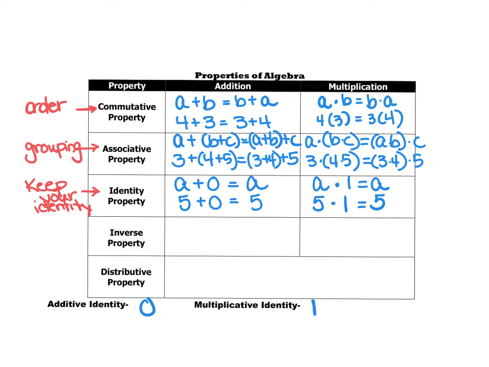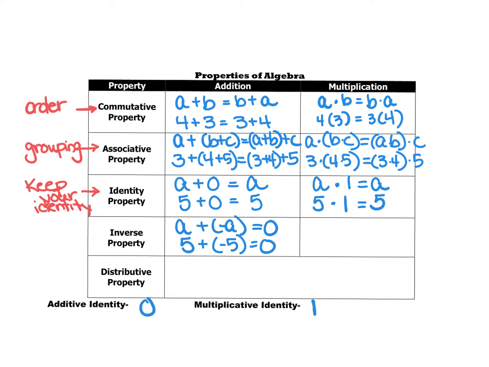All right, the inverse property is going to be what is going to undo something. So for example, if you are going to be adding something, A plus negative A is going to be equal to 0. We're going back to that additive identity of 0. So for example, 5 plus negative 5 is equal to 0.